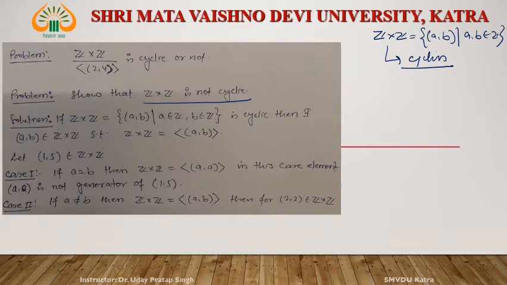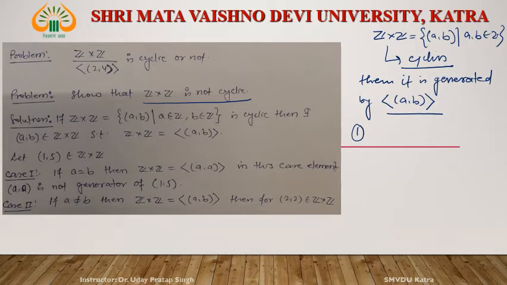If this is cyclic, then it is generated by some element (a, b), right? Okay. Now see one example. First thing is, what is the relation between a and b? Either a equals b or a does not equal b.